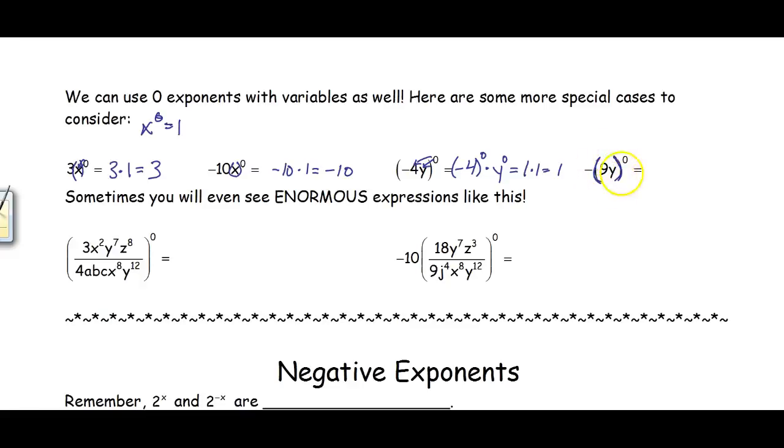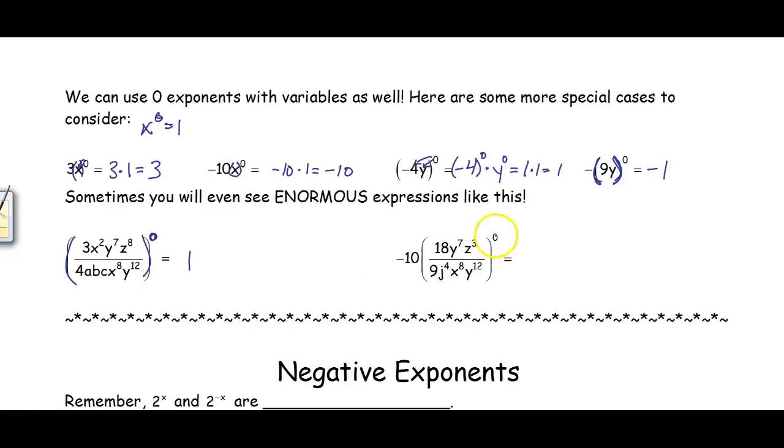Okay, so negative 9y raised to 0. 9y raised to 0 is going to become 1, and your negative follows it. Okay, let's take a look at it with a little bit more difficult stuff. Notice the 0, it's raised to 0 the whole problem. Doesn't matter what is inside, everything is going to equal 1 here.